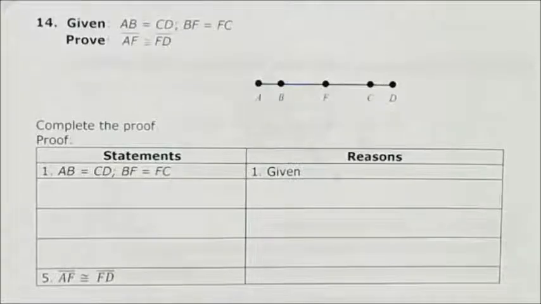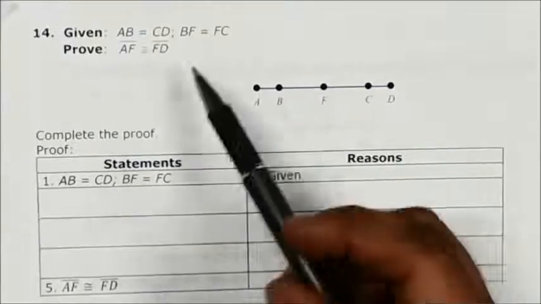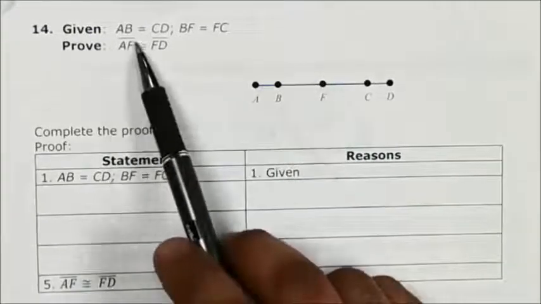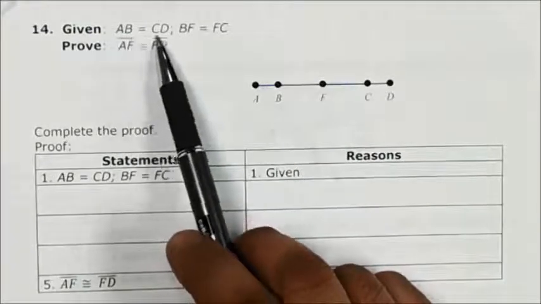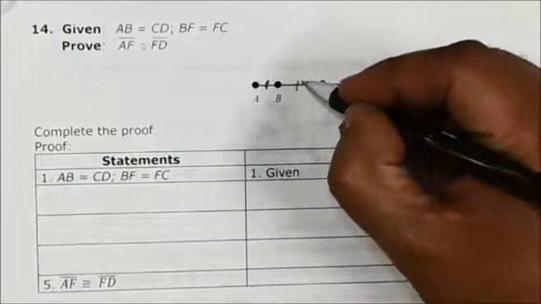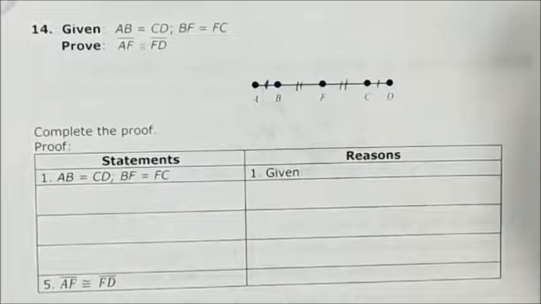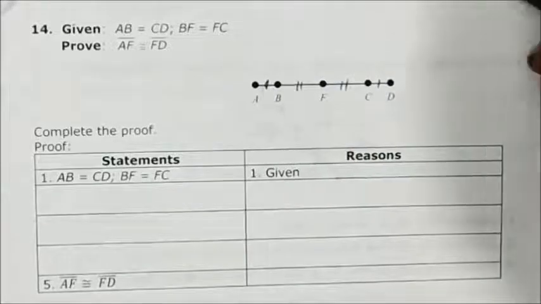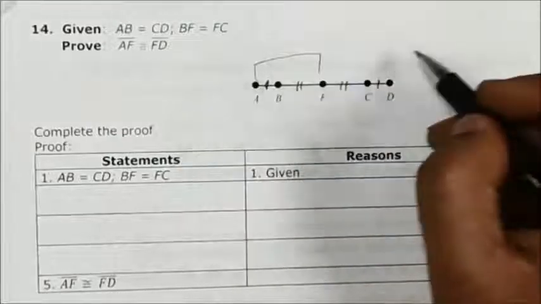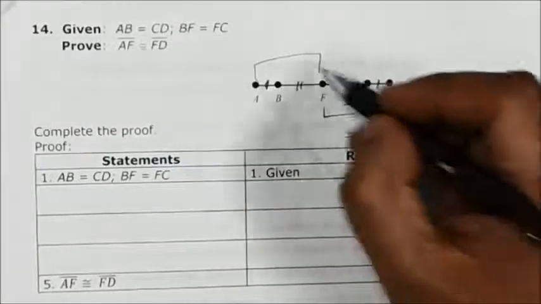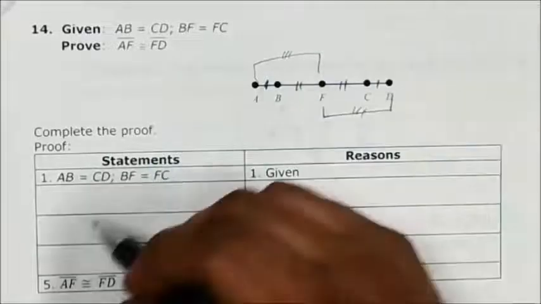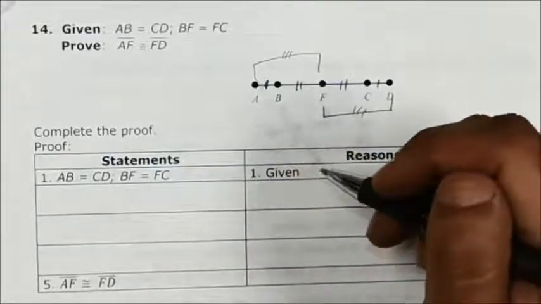All right, moving along with number 14. It's a proof. We've got a diagram here, and then we've got our given statements that AB, the distance from A to B, is equal to the distance from C to D. And then I also know that the distance from B to F is equal to the distance from F to C. And we want to prove that segment AF, which is this segment here, is congruent to this segment here. These are equal length.